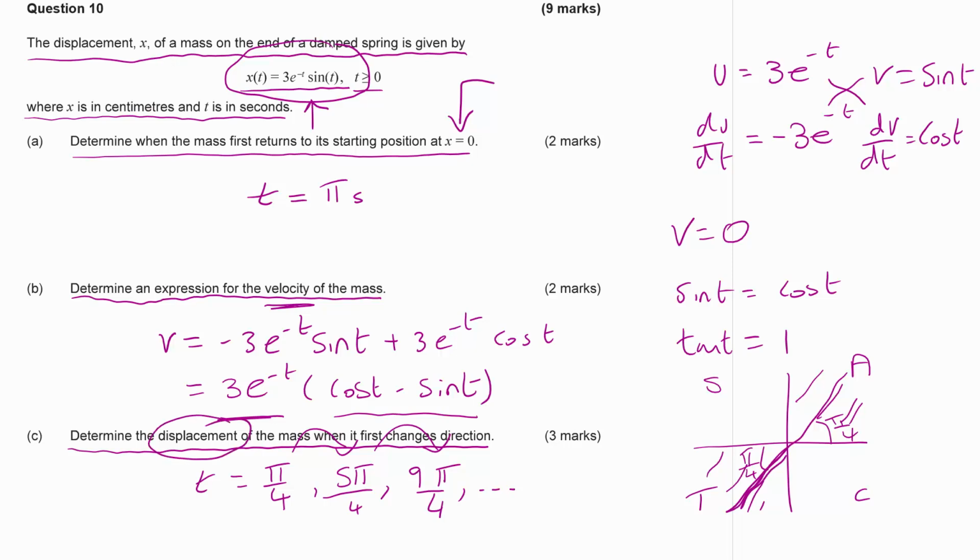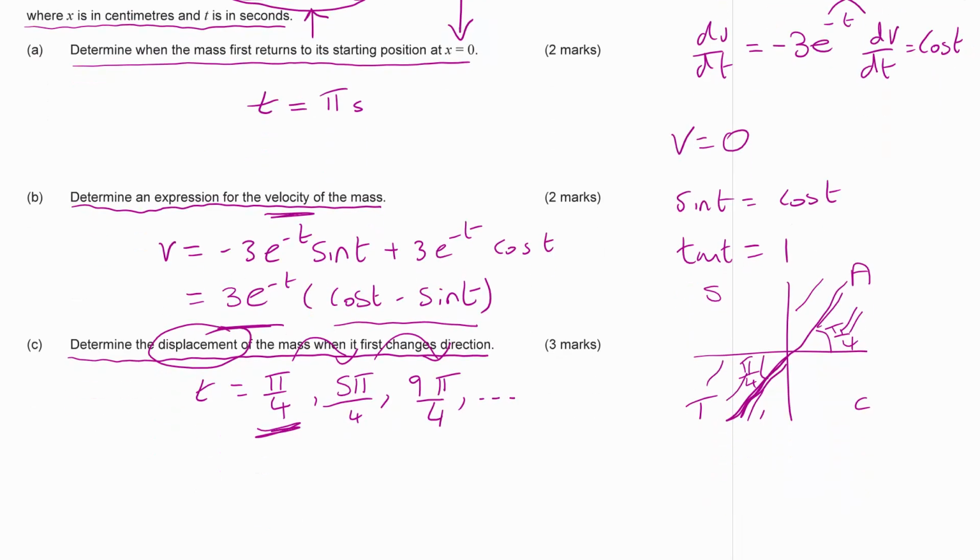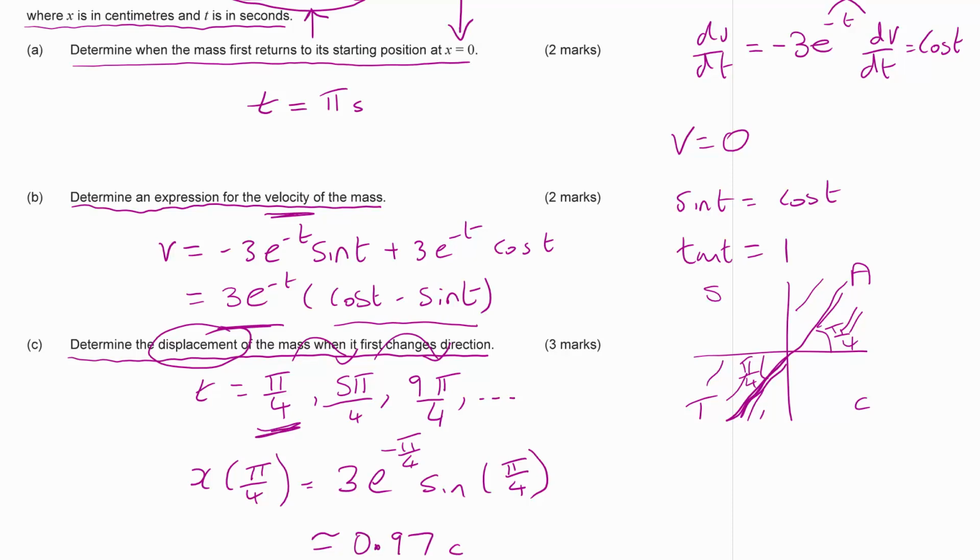So if we want the displacement when it first changes, which is at pi by 4, that is just going to be x of pi by 4. Substituting that into the expression for x, we get 3e to the negative pi by 4 sine of pi by 4. And we can just put that into the calculator. It's approximately 0.97, and the units here are centimetres.